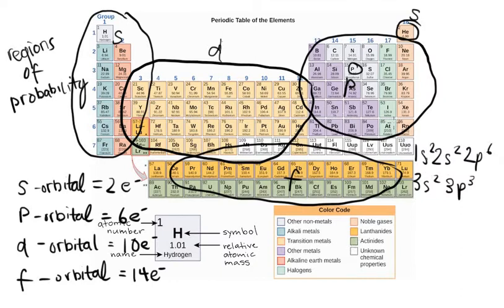This order that we're filling in is called the Aufbau principle. The Aufbau principle tells us which electrons fill in which order. But like everything in chemistry, there are always exceptions. So let's talk about some of those exceptions. I'm going to erase this.